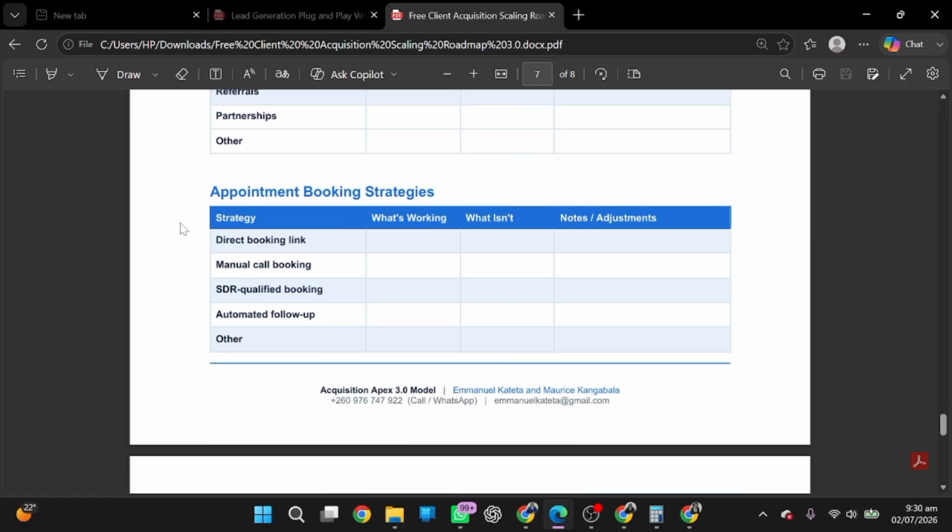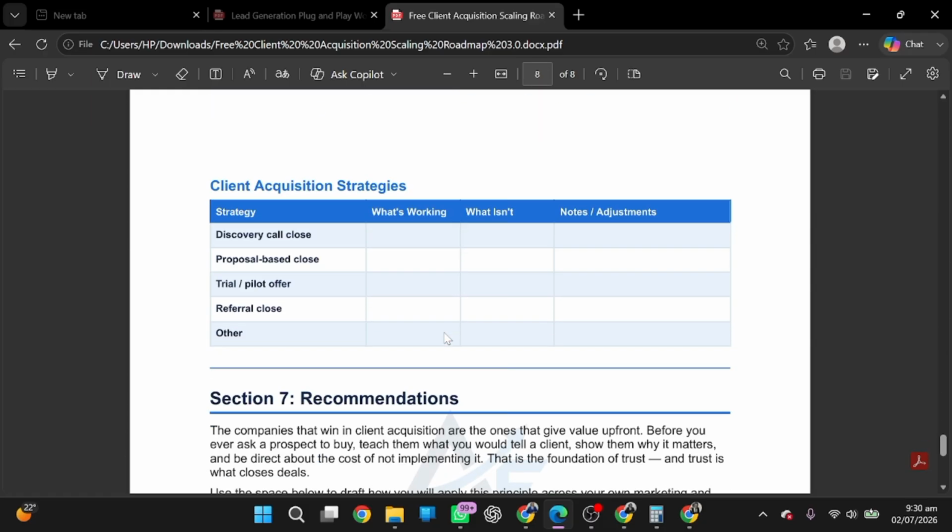Appointment booking strategies: are you doing a direct booking link? Do you just send a link to your clients to put in their details so they can book appointments? Do you do manual call booking, where you just call them and say, hey, let's book an appointment now? Do you do sales development representative qualified booking? Do you get your SDR or your appointment setter to call your prospects and book them on the call? Do you do automated follow-ups or any other? What exactly do you do to book appointments? Here we want to be clear.